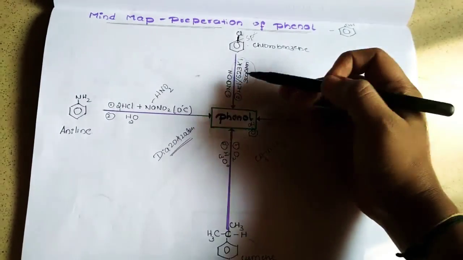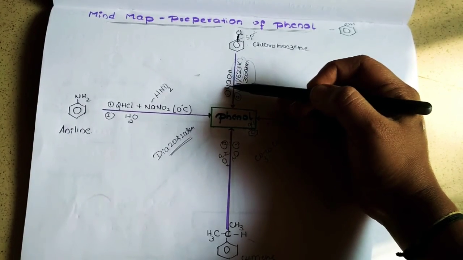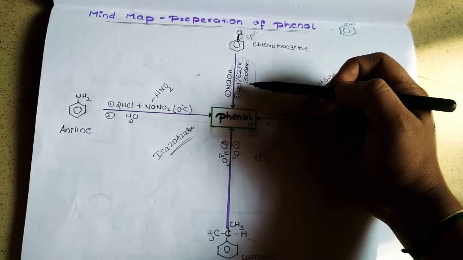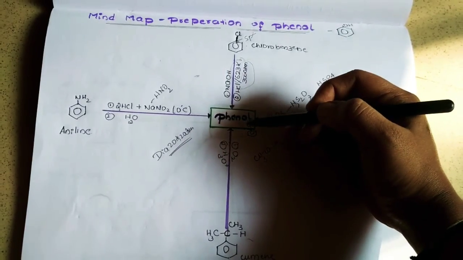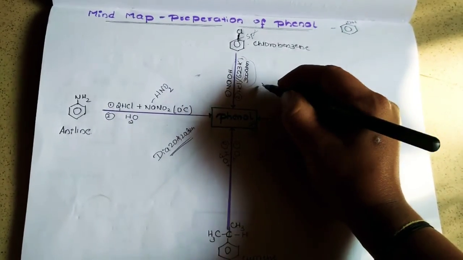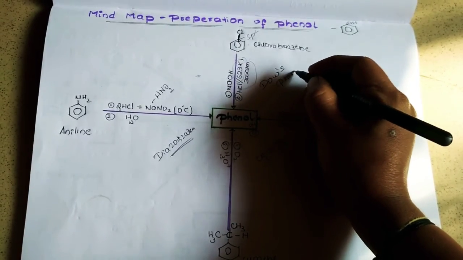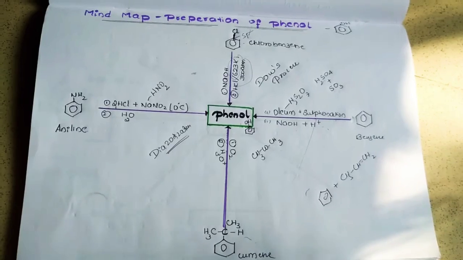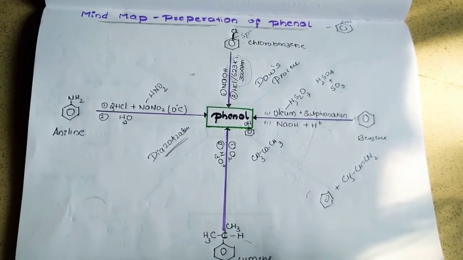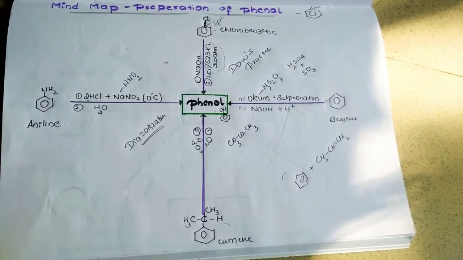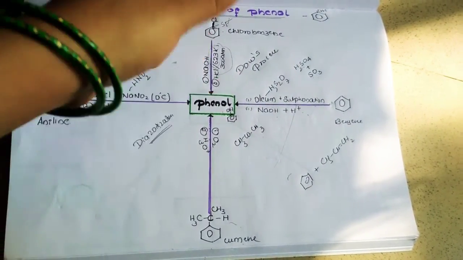So for that reason, chlorobenzene, when treated with sodium hydroxide followed by HCl at this temperature and pressure, will result in the formation of phenol. And this process is called what, dear students? This is called Dow's process. This process is known as Dow's process. So these are some important methods of preparation of phenols.